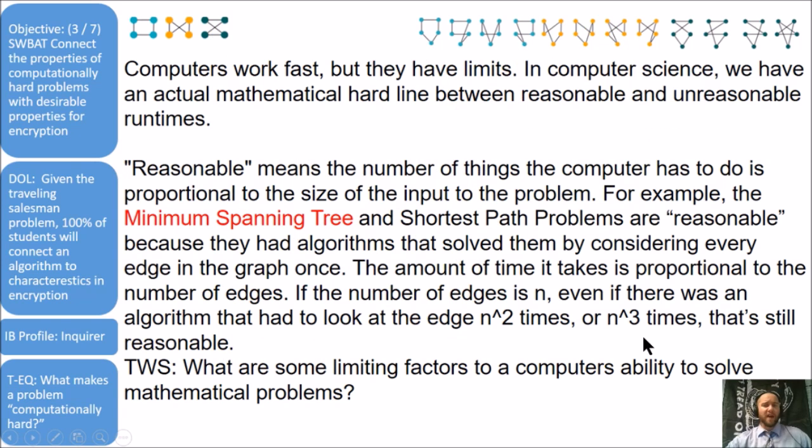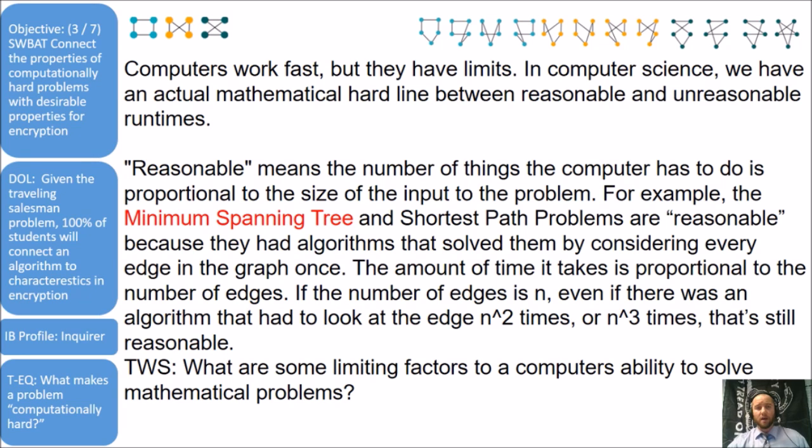Now, computers work fast, but they have limits. In computer science, we have an actual mathematical hard line between reasonable and unreasonable runtimes. So let's start with the reasonable. Reasonable means the number of things a computer has to do is proportional to the size of the input to the problem.